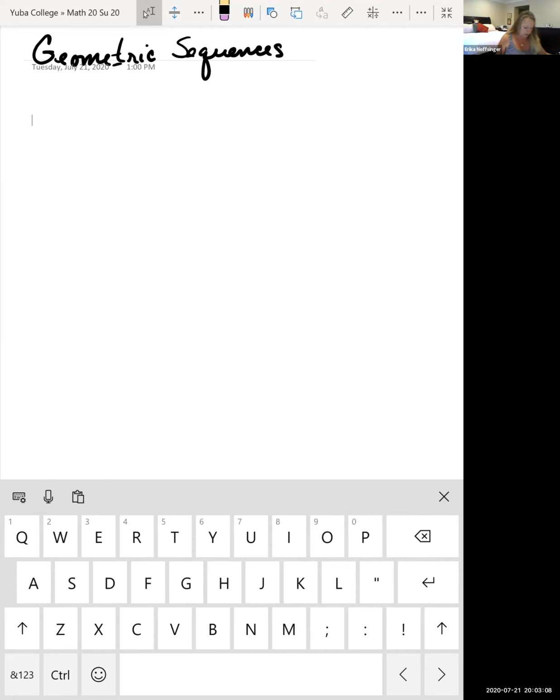And we were looking at examples. So here was an example. Let me just pull it up, that's probably easier. Here it is. Determine whether the given sequence is arithmetic, geometric, or either.